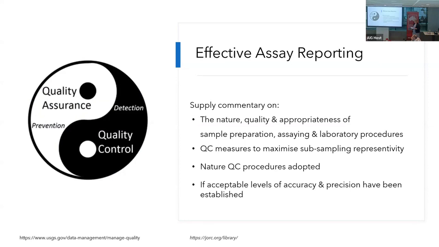Additionally, you'll be reporting your assays. JORC reporting criteria includes supplying commentary on the nature, quality and appropriateness of sample preparation, assaying and laboratory procedures, QC measures to maximise subsampling representativity, the nature of QC procedures adopted, and if acceptable levels of accuracy and precision have been established. With a good relationship, you'll be working towards addressing this criteria.